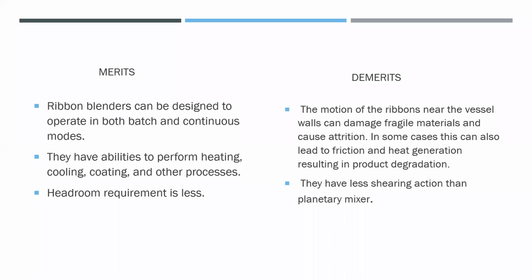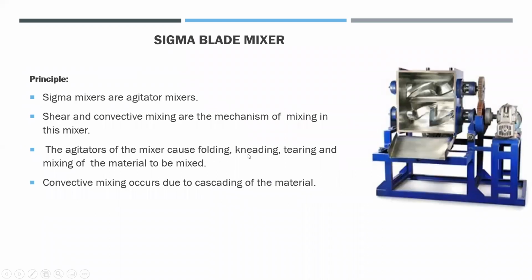So the next blender or mixer which is used for mixing is the Sigma blade mixer. The principle of this Sigma blade mixer: the Sigma mixer is an agitator mixer. Shear and convective mixing are the mechanisms of mixing in this mixer. So in the Sigma blade mixer there are two types of mixing mechanism: first, shear mixing and second, convective mixing. This type of mechanism is used for the mixing of the material.